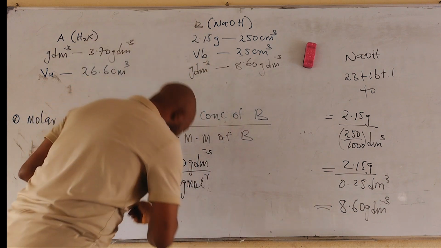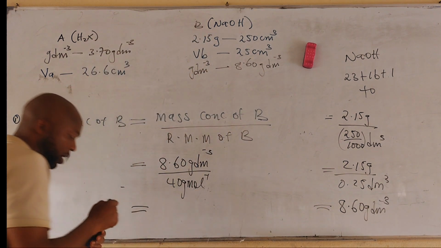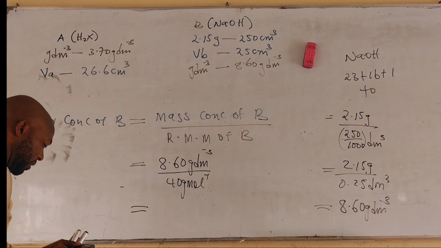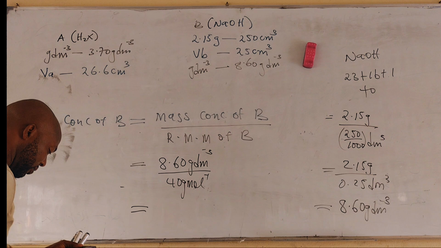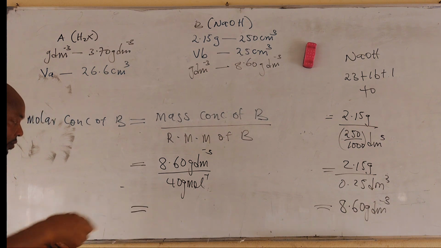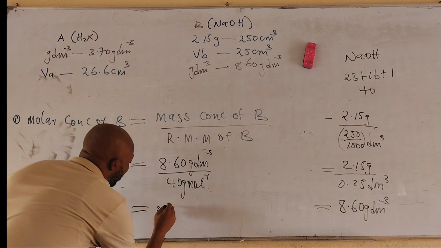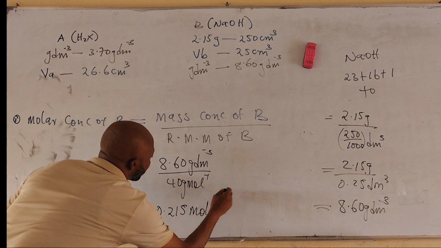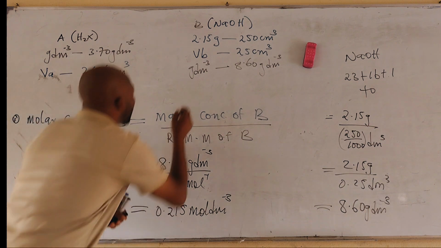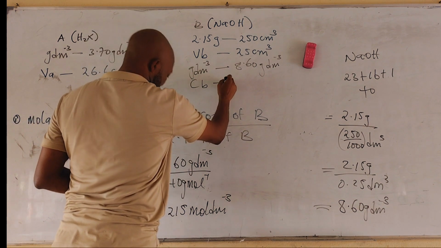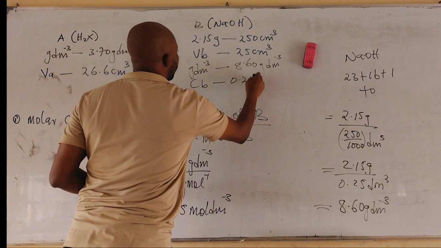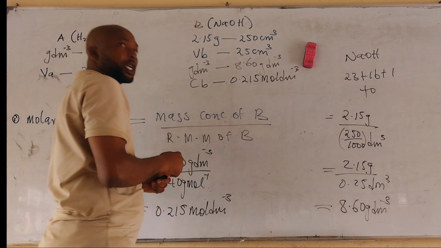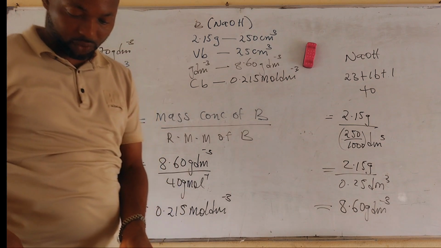So if that is true, we can now have our molar con to be 8.6 divided by 40, 0.215. This is 0.215 mole per dm cube. So we've been able to get our concentration of the base to be 0.215 mole per dm cube. Now, what is the next question?